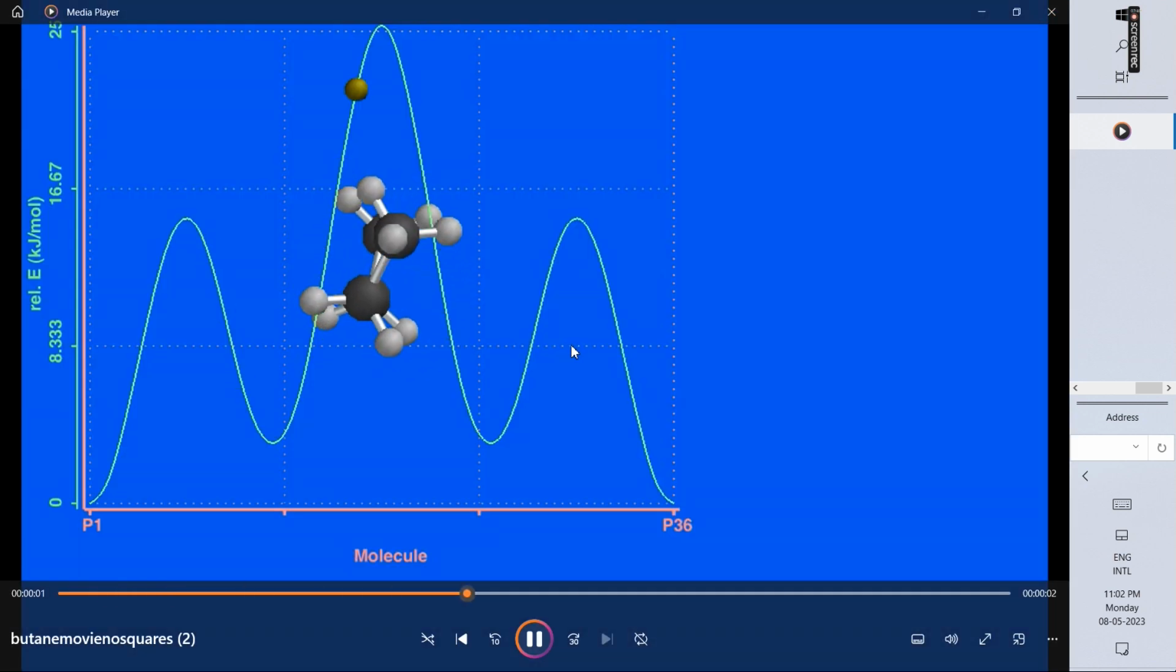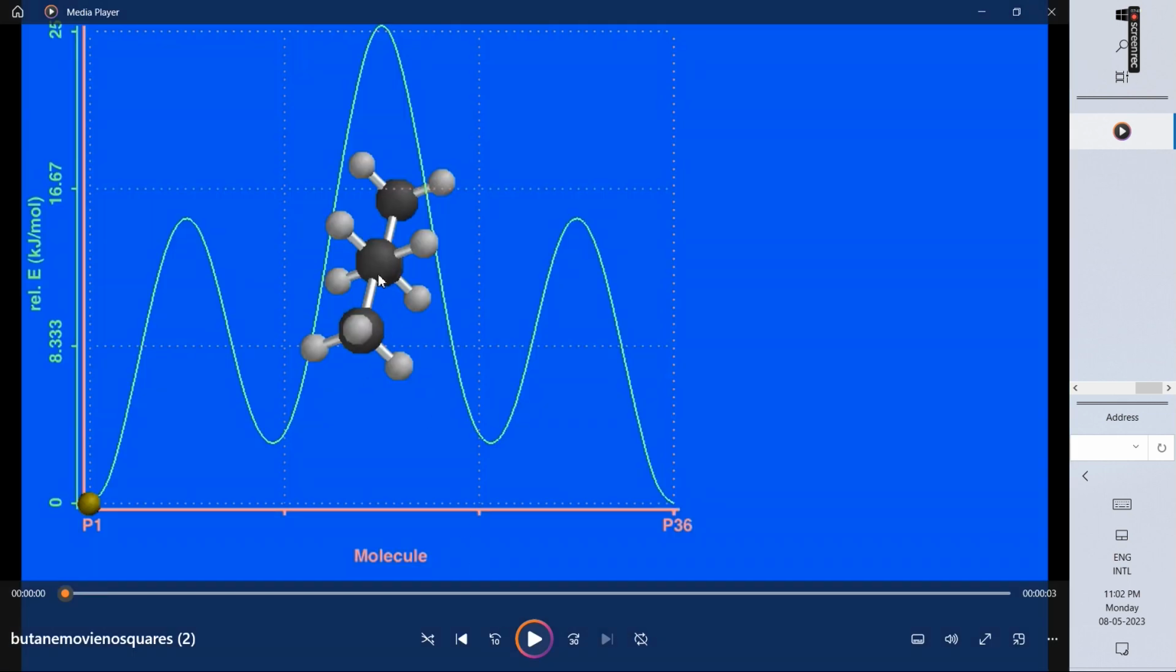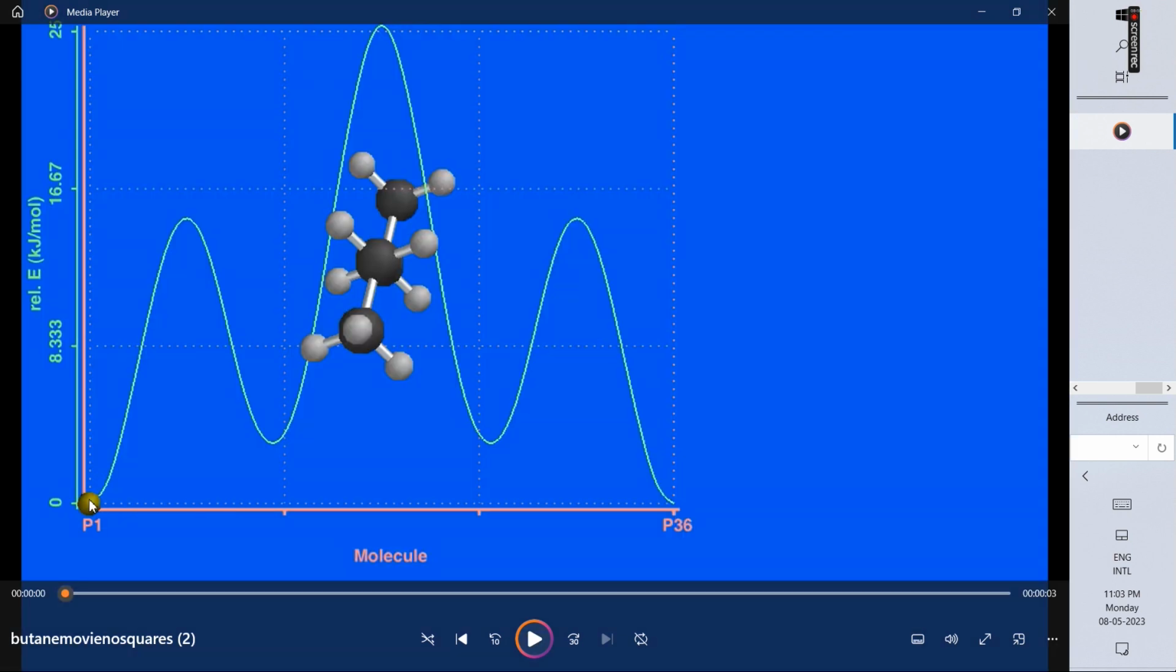Okay, look at this. Now, you see this front carbon is rotating here. This is your front carbon. This is rotating, and then accordingly the energy varies. Now you can see at this point, it is the maximum energy in this potential energy diagram. This is basically your fully eclipsed conformation. We'll show it again. And this is the least energy here, so that is your anti conformation.